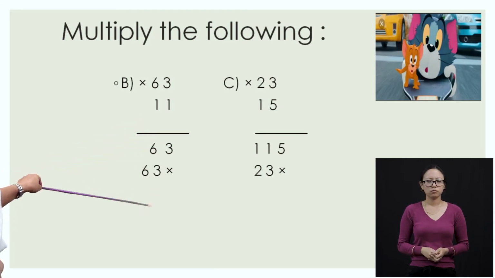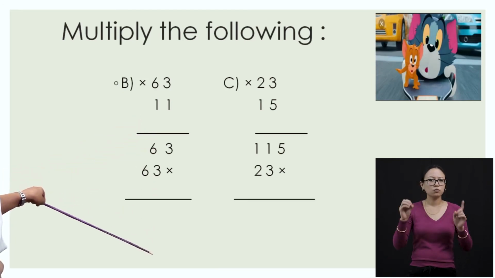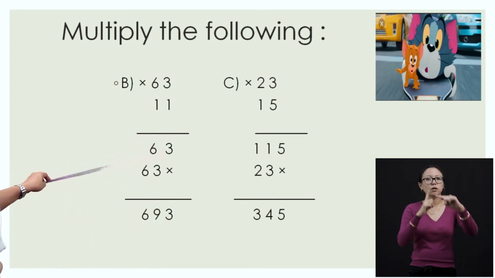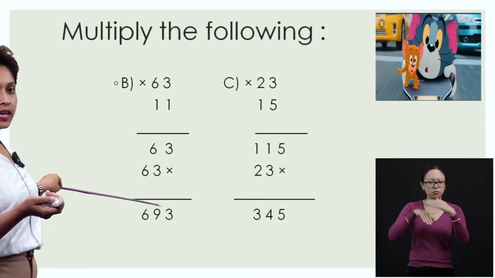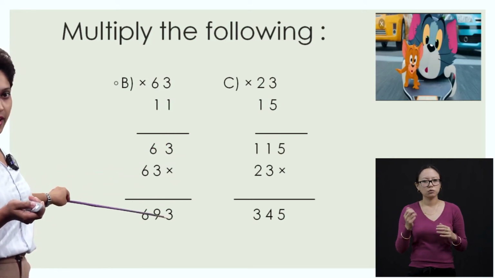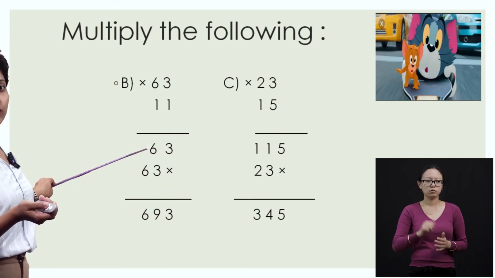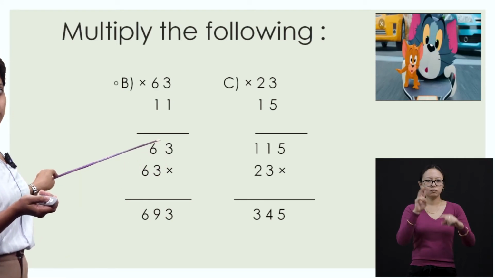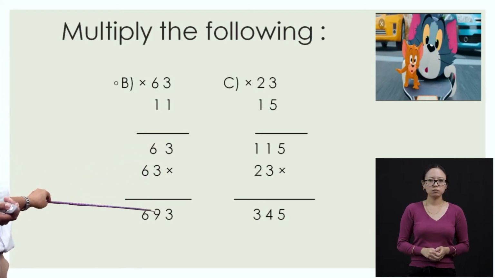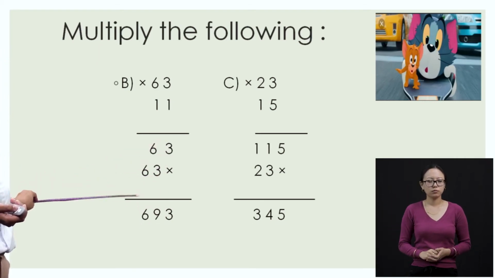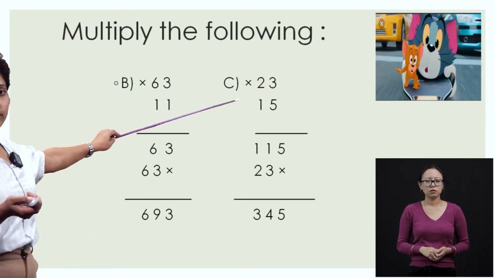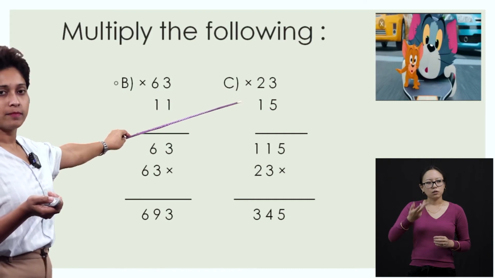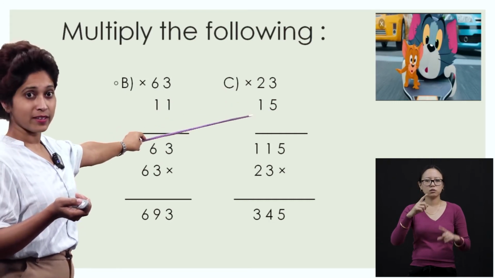After this, what you need to do is add them up. So 3, and below that you don't have any number, so you just write it as it is. Then you have 6 and 3. So 6 plus 3 will be 9, right? Then you have 6 here. Then the next sum is 23 multiplied by 15.